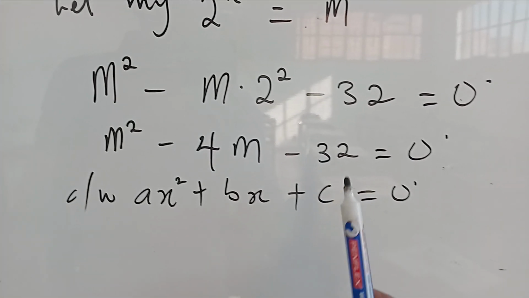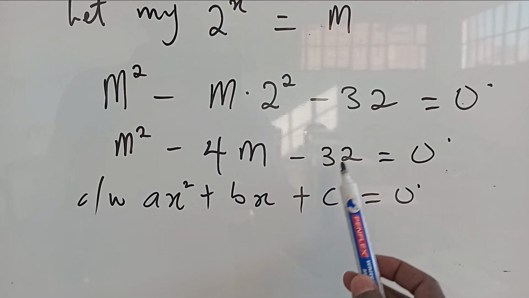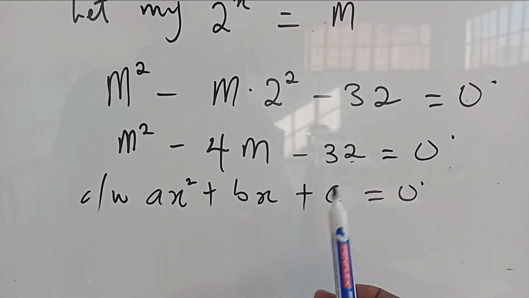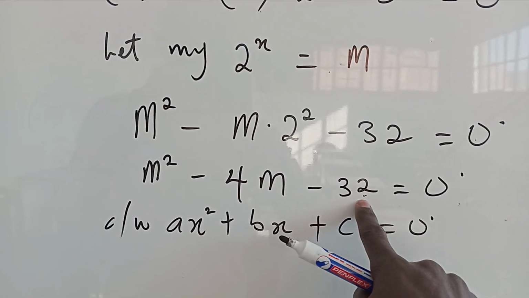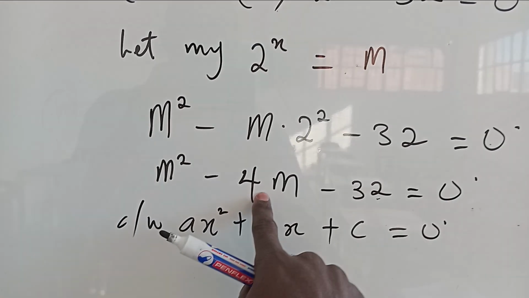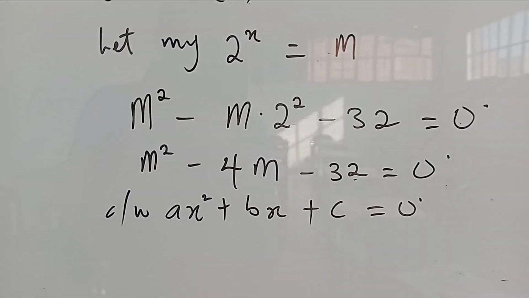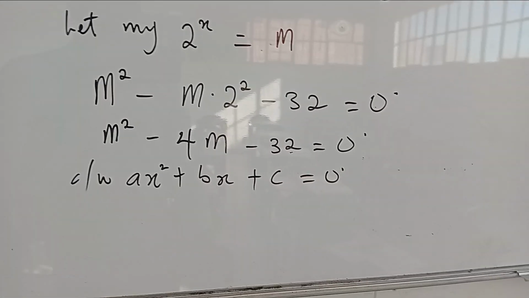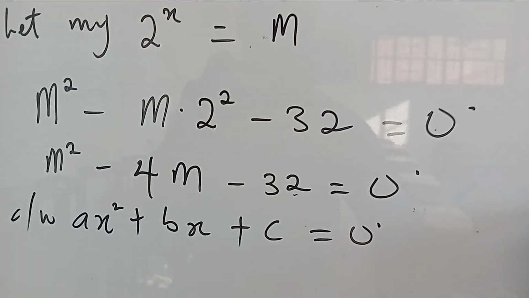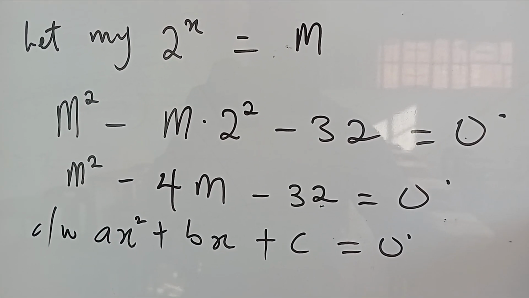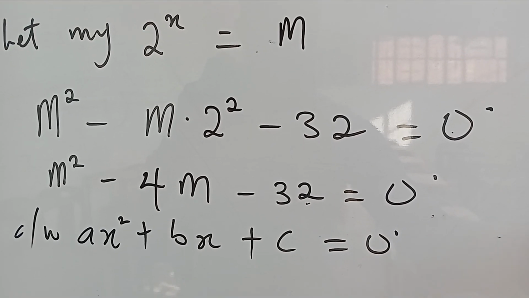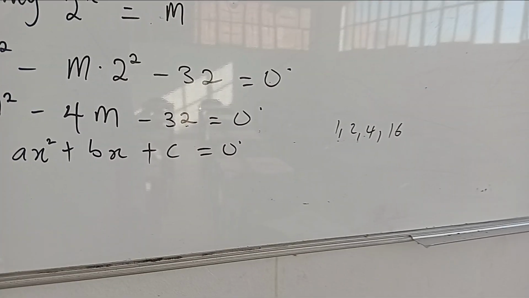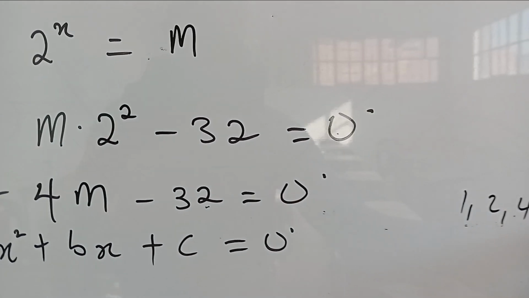The best thing for me to do here, if I want to use the factorization method, is to look for the factors of 32 which, if I add them together, give me minus 4. So what are the factors of 32? The factors of 32 are 1, 2, 4, 16, and 32 itself.